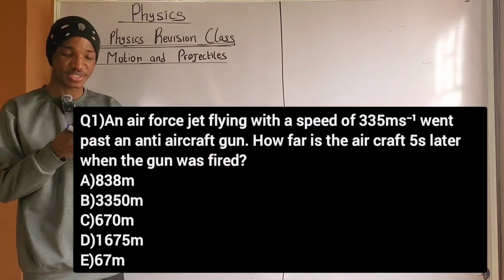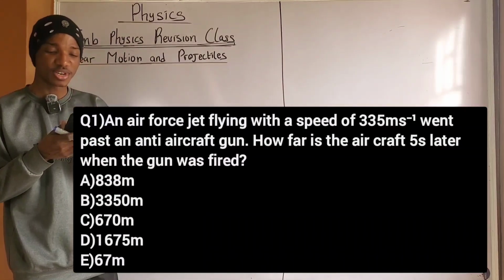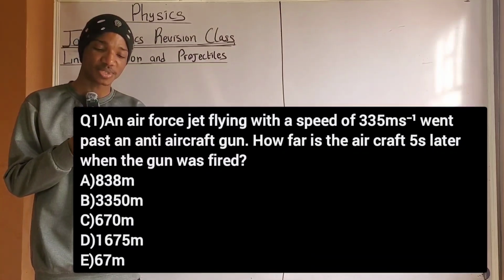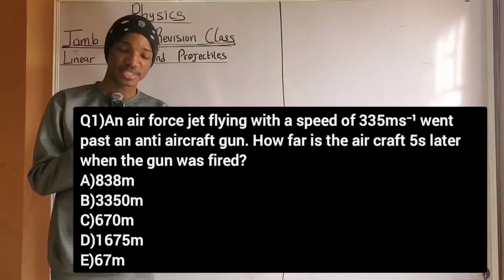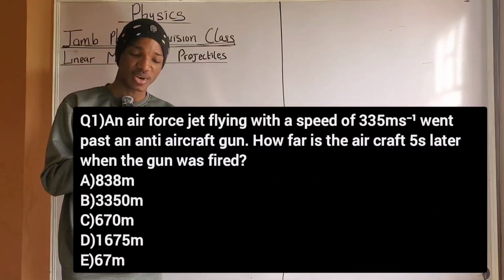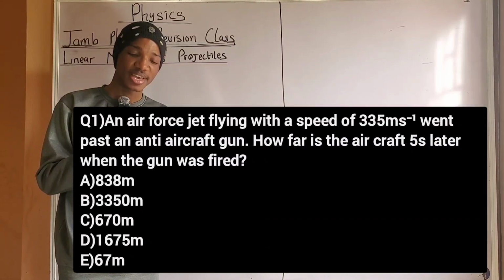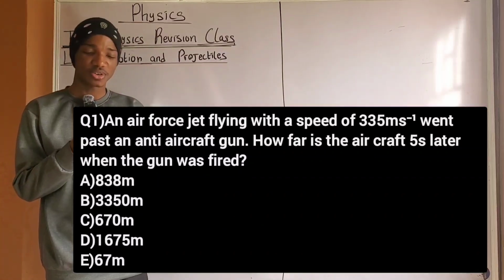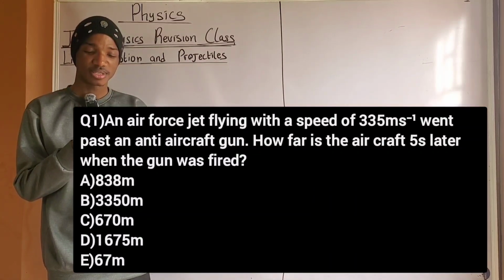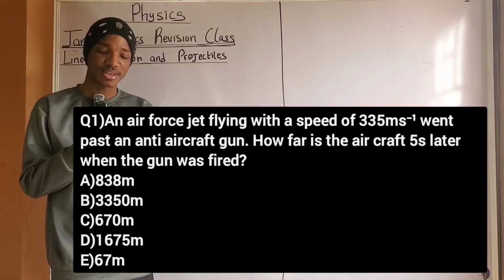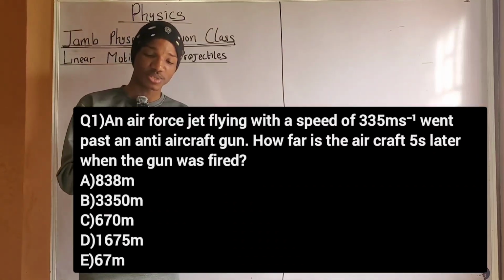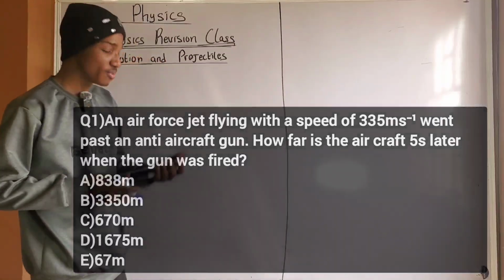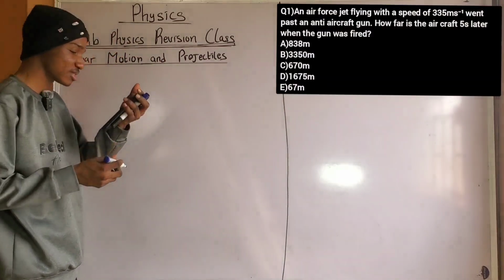An Air Force jet flying with a speed of 335 meters per second went past an anti-aircraft gun. How far is the aircraft 5 seconds later when the gun was fired? A. 838 meters. B. 3,350 meters. C. 670 meters. D. 1,675 meters. E. 67 meters. Okay, from the question we are given the following parameters.